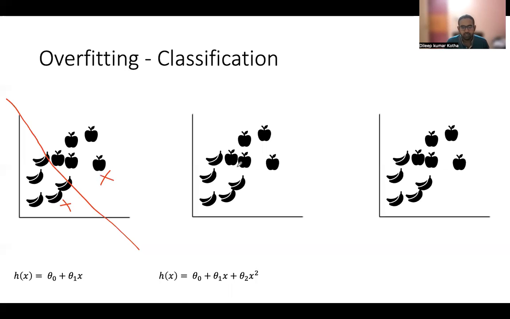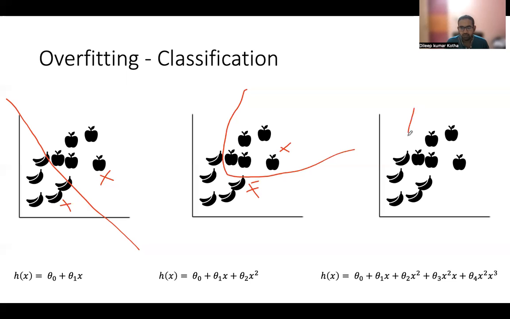Now, taking the quadratic equation, we'll get a curve like this for the decision boundary. So all the points to the right of this curve are apples, and left are bananas. And if you take a much higher order polynomial, that will help us in fitting all our data perfectly well. What we get is a curve that looks like this.